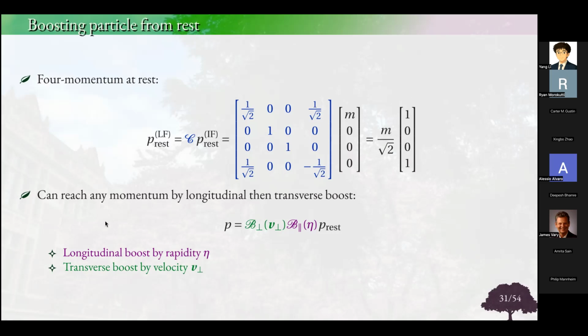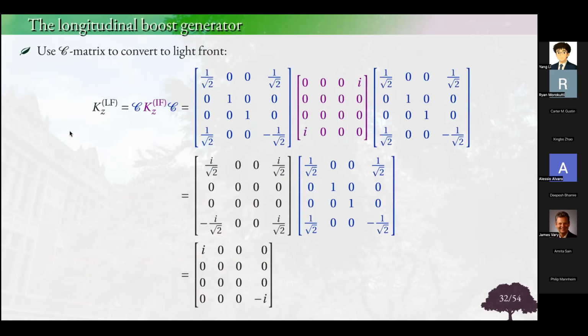And then from there, you want to apply a longitudinal boost by some rapidity eta and a transverse boost by some velocity v perp. So the first thing we're going to do is the longitudinal boost. We have our longitudinal boost generator. It just has off-diagonal I components in instant form, and we sandwich it between the C matrix. If you work out all the matrix algebra step by step, I'm not going to walk you through it.